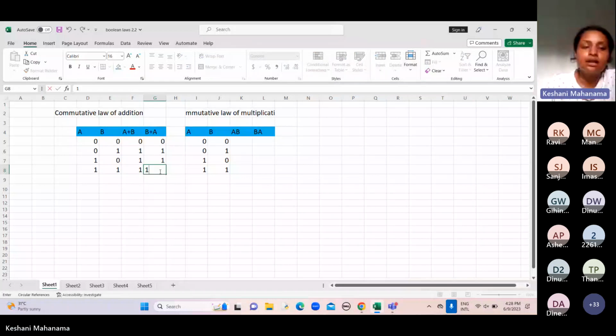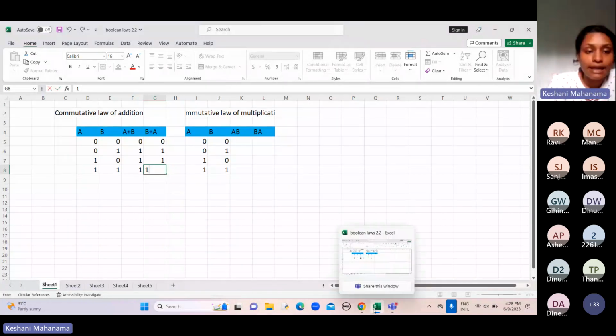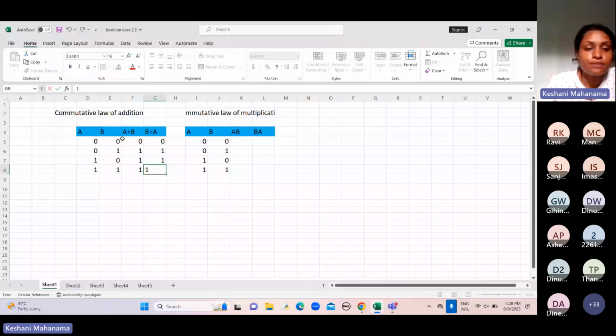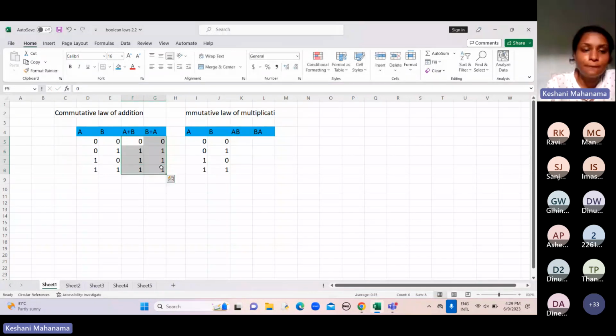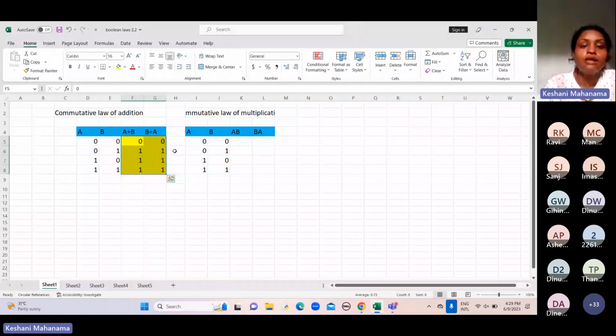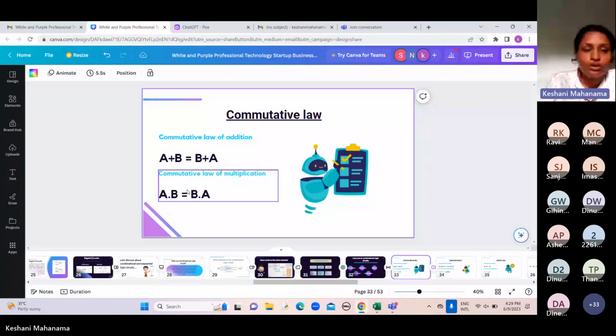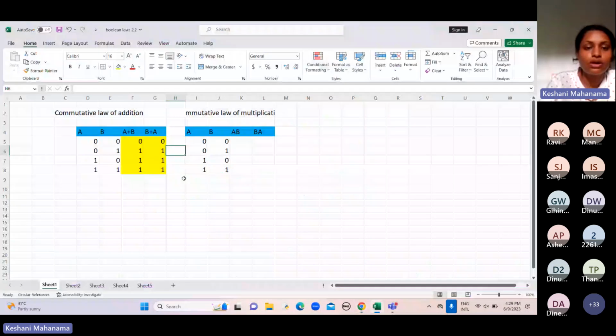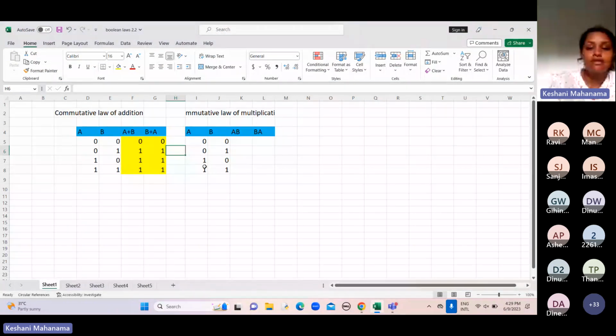So you can see how this law is correct, because the values gained for A plus B are equal to the values gained for B plus A. Likewise, for the commutative law of multiplication, A into B should be equal to B into A. A into B means 0 into 0 is 0, 0 into 1 is 0, 1 into 0 is 0, and 1 into 1 is 1.